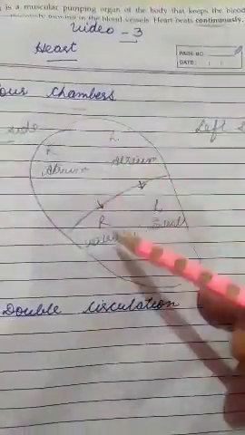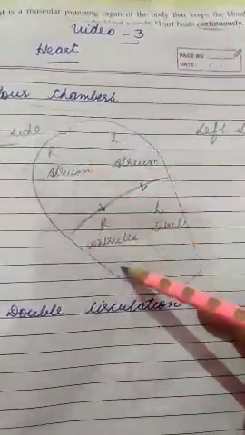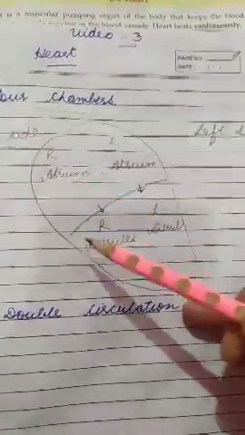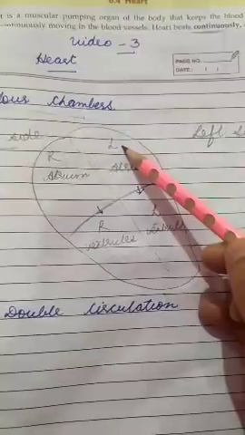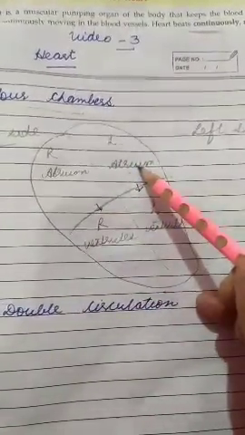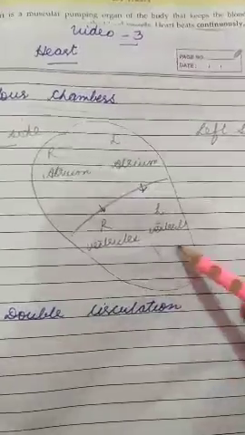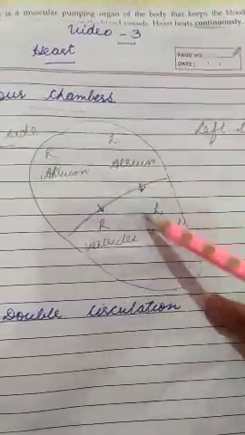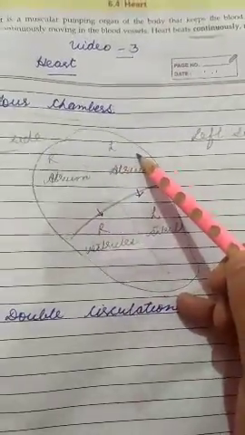The heart has 4 chambers. This is the right side, this is the left side. On the right side is the right atrium and the right ventricle, and on the left side the left atrium and the left ventricle. The uppermost part is known as the atrium and the lowermost part is known as the ventricle, and blood always flows from atrium to ventricle, whether it is the right side or the left side.